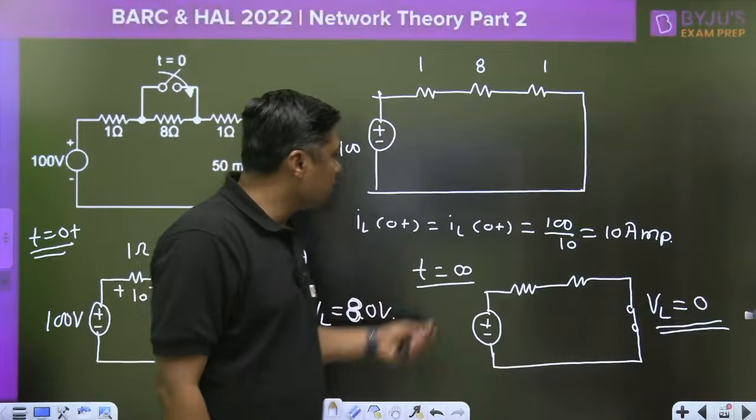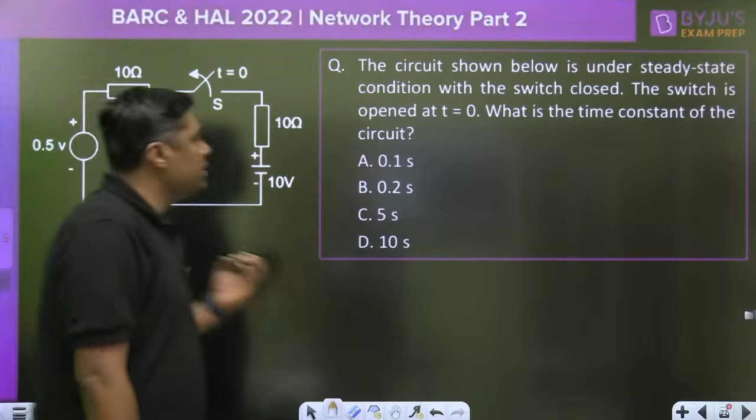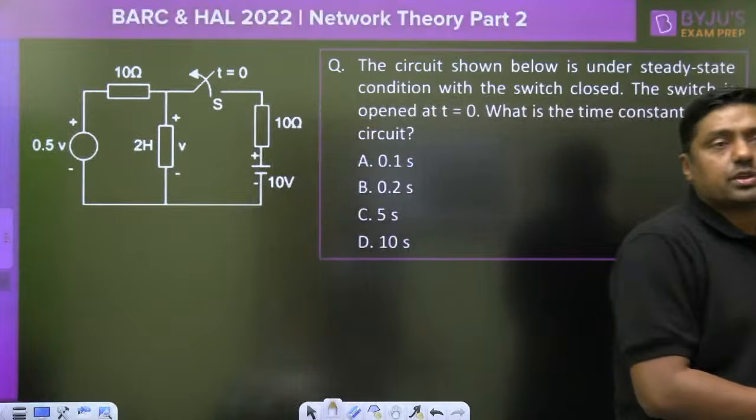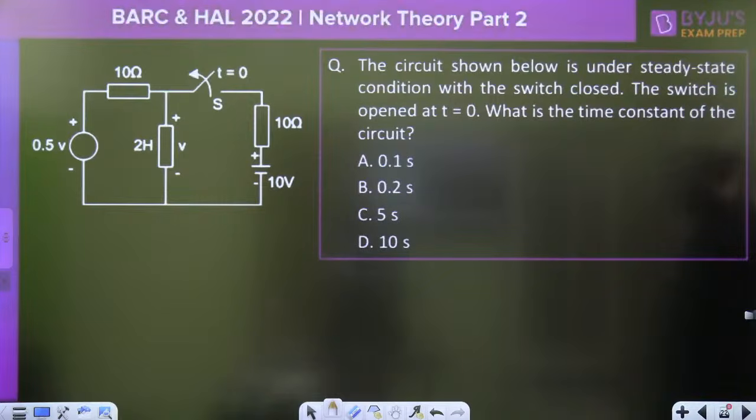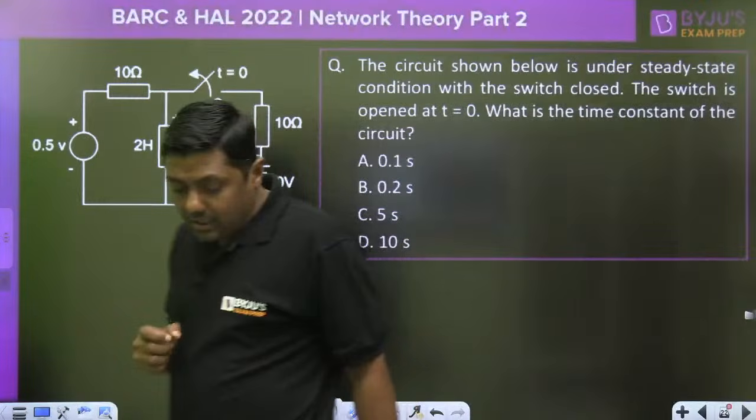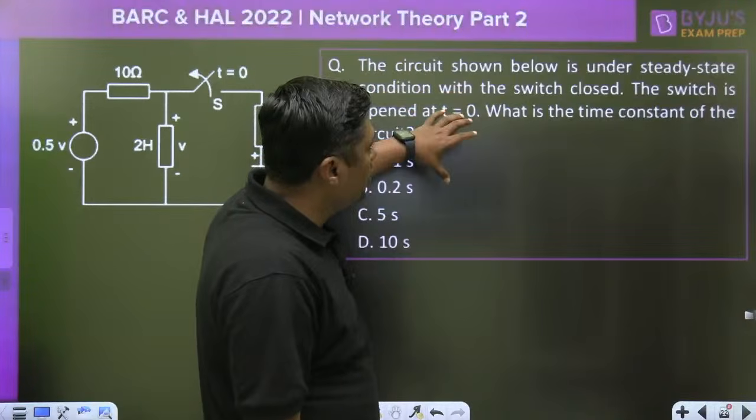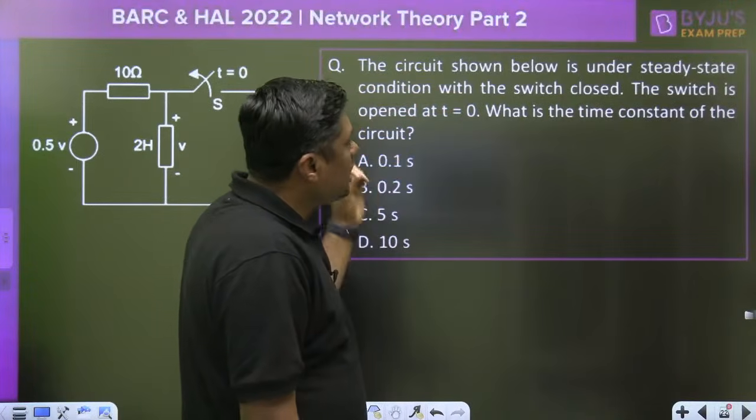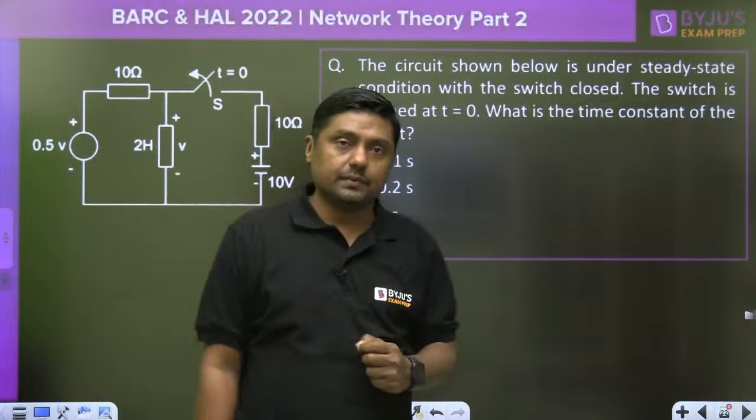Now, what is the answer for this question? Please tell me. Yes. Again, this is a very, very easy question. Within 10 seconds you can give the answer for this question. The circuit shown below is under steady state. With the switch closed, the switch is opened at t equal to 0. What is the time constant of the circuit?